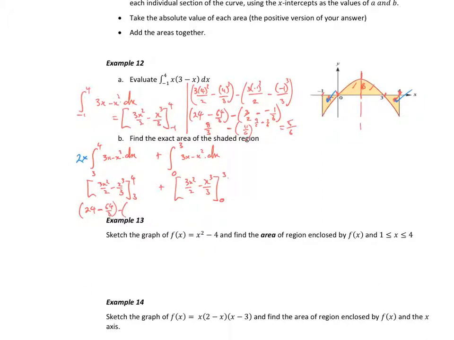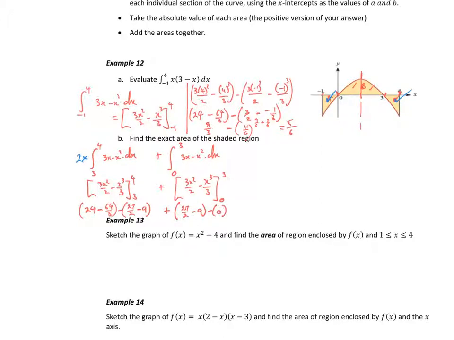Subtract. 3 squared is 9. 9 threes are 27, so 27 on 2 minus 3 cubed is 27 over 3, which is 9. So that's that area. Plus, pop 3 in. So I get 3 squared is 9 times 3 is 27 on 2, minus 3 cubed is 27 over 3, which is 9. Subtract. If I just put 0 in there, I get 0.